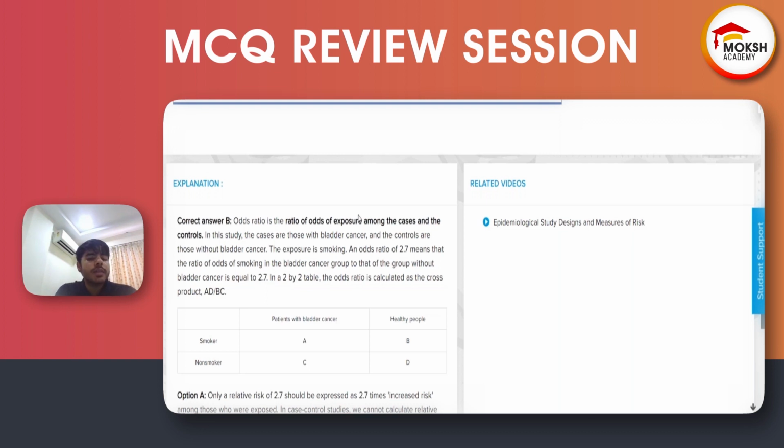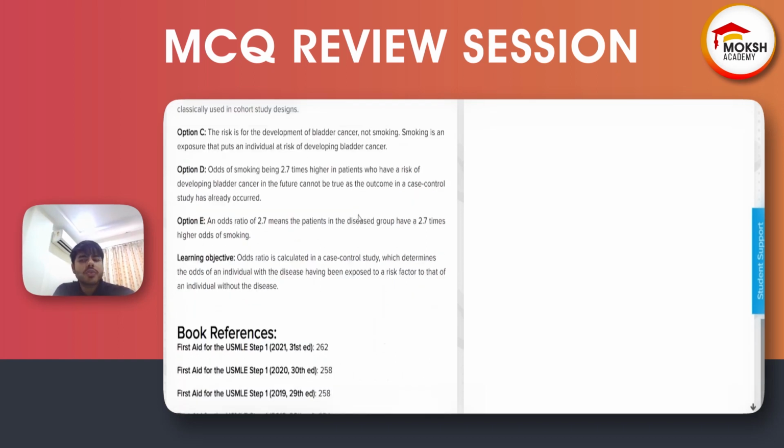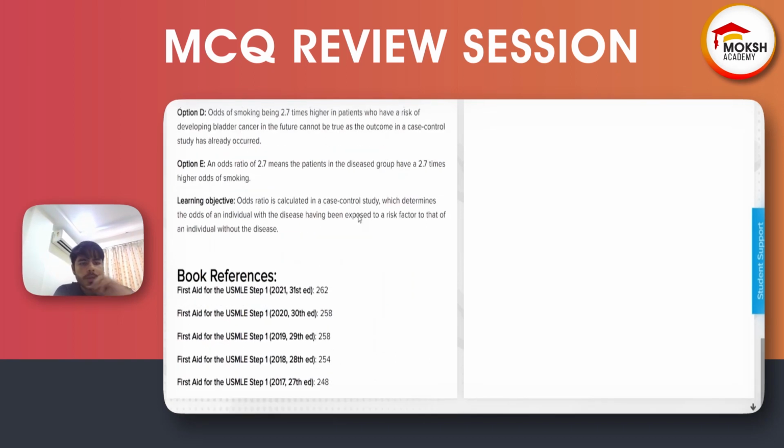In a 2x2 table, the odds ratio is calculated as the cross product, AD by BC. We are not supposed to calculate it because it is given to us, but the odds ratio is calculated in a case control study, which determines the odds of an individual with the disease having exposure to a risk factor versus that of an individual without the disease.